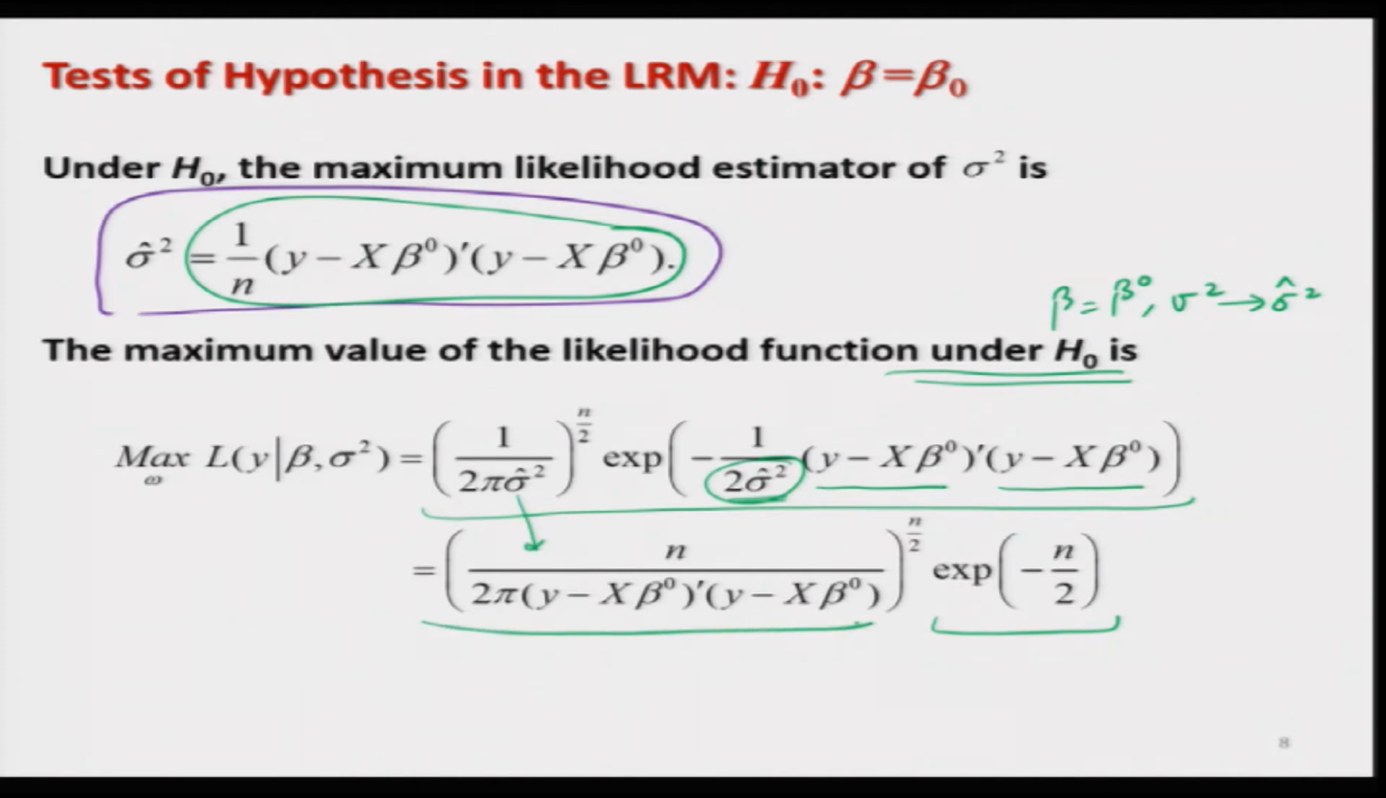And now, when you replace the value of sigma square by its maximum likelihood estimator, then definitely this is going to provide us the maximum value of the likelihood function under small omega, that is under H naught. So, now you have completed the first part of the likelihood ratio test, that you have obtained the maximum value of the likelihood function under the whole parametric space and under the sample space.